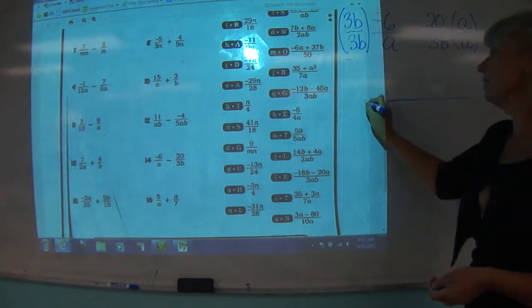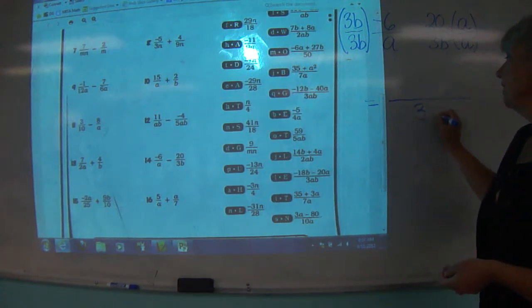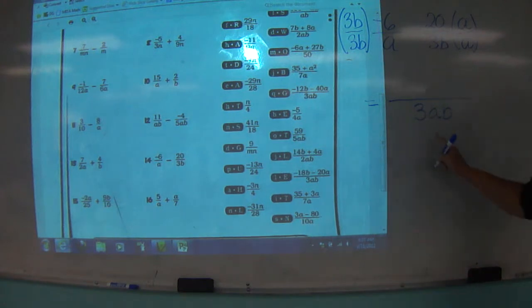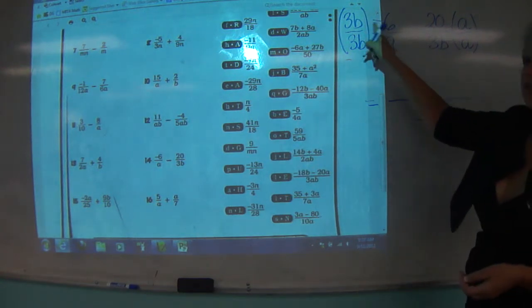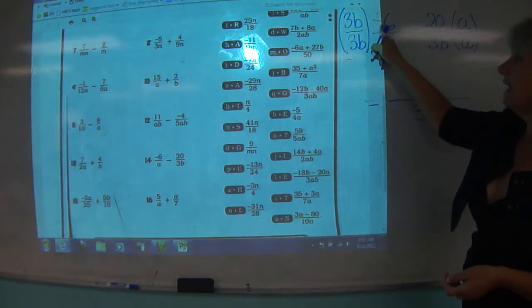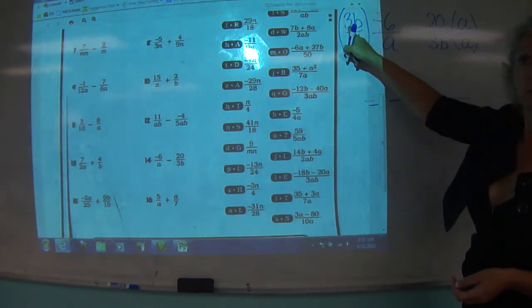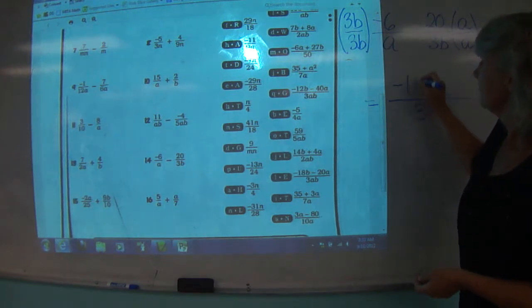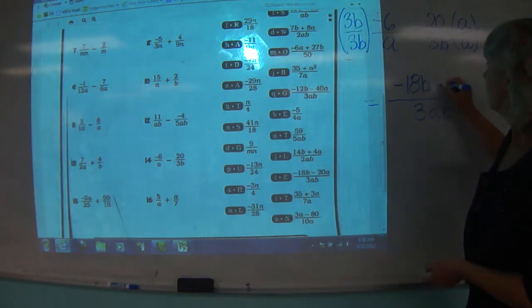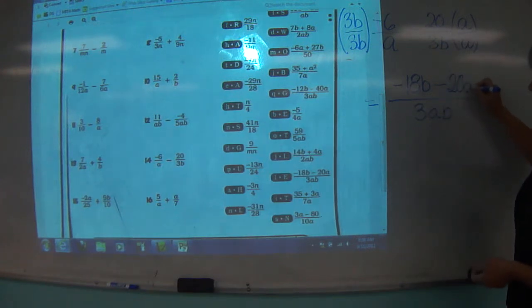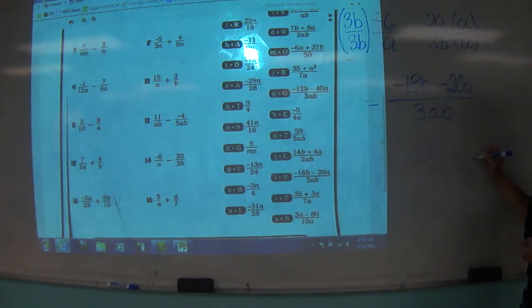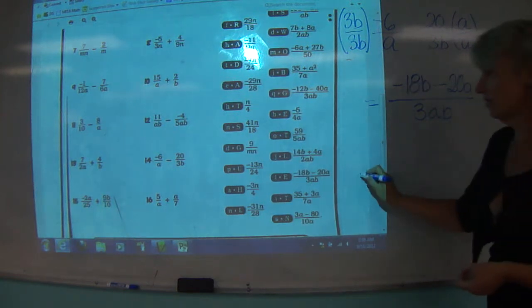So, the denominator becomes 3AB. Math convention says we put things in alphabetical order. Okay? So, because we are multiplying, what's negative 6 times 3? Negative 18 times B minus 20 times A. And believe it or not, that's the answer. You're done. Because there you are.